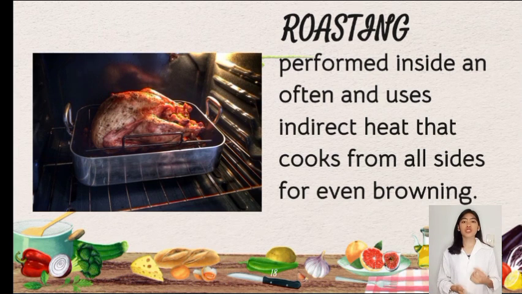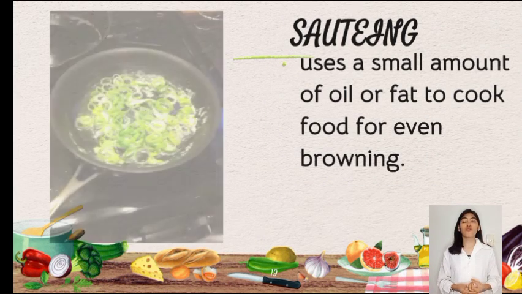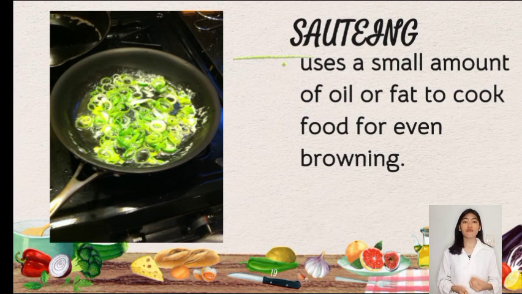We also have sautéing. It uses a small amount of oil or fat to cook food for even browning. So sautéing means to cook small pieces of food over high heat or medium heat, and it comes from the word sauté. It is a French word which means to jump.